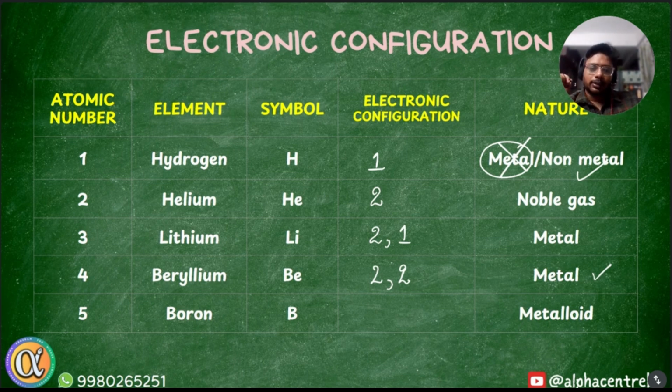What about boron? Boron is not 2, 8, 1. You're going too fast. Atomic number 5. We are doing the first 5 elements of the periodic table, in order: 1, 2, 3, 4, 5. So boron's electronic configuration is 2, 3. This has 3 in the outermost shell, but somehow it is still a metalloid.